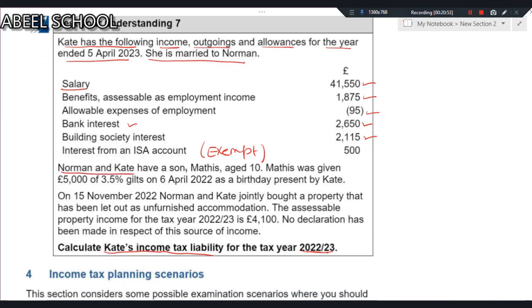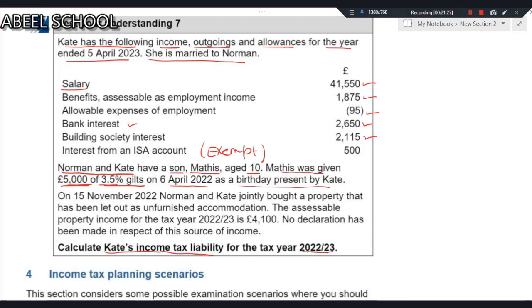Norman and Kate have a son, Mets, age 10 years. Mets was given 5,000 pounds of 3.5% gilts on 6 April 2022 as a birthday present by Kate. Wow, from where has Mets found such a great parent? They have given a gift of 5,000 pounds of gilts to Mets.